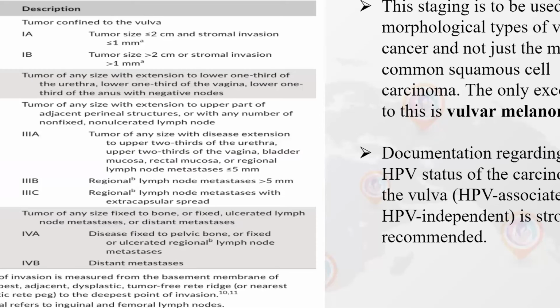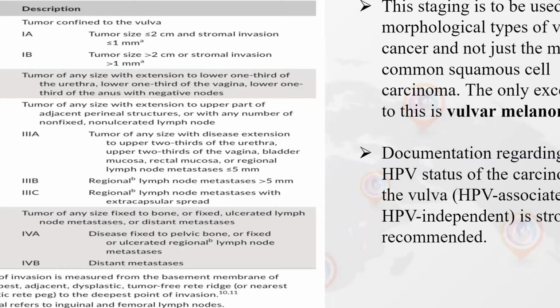Now we'll go to the last cancer, that is the vulval cancer. Similarly in the FIGO staging, it was revised in 2021. This is the only FIGO staging based on the prospective data. So stage 1 is tumor confined to the vulva. 1A1 is less than or equal to 2 centimeter and less than or equal to 1 millimeter. Remember, this is the only staging where you have less than or equal to. Everywhere else it was more than or equal to. Remember that. So 1A1 is less than or equal to 2 centimeter, less than or equal to 1 millimeter.